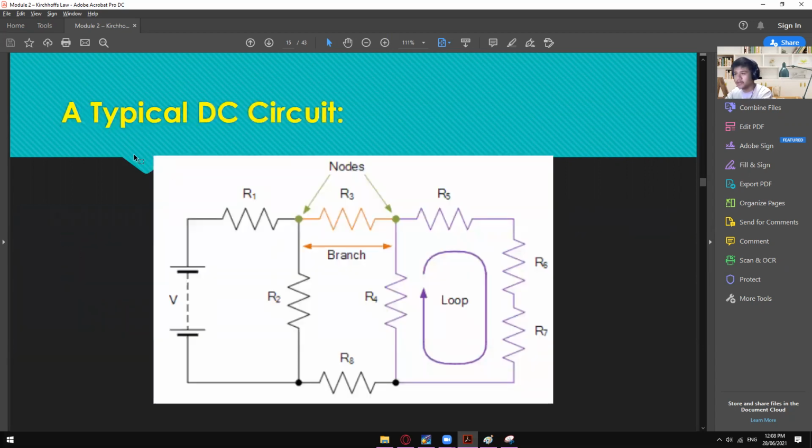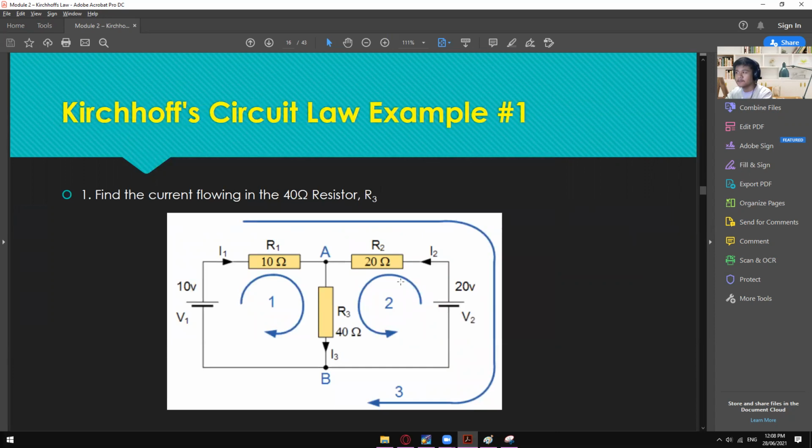Another example of a typical circuit. So a loop, another loop right here. Your nodes, and then a branch right here, another branch, another branch, another branch, another branch, and then another branch. Let's have an example with this one, but since we don't have enough time anymore, we will just continue this example in part two.